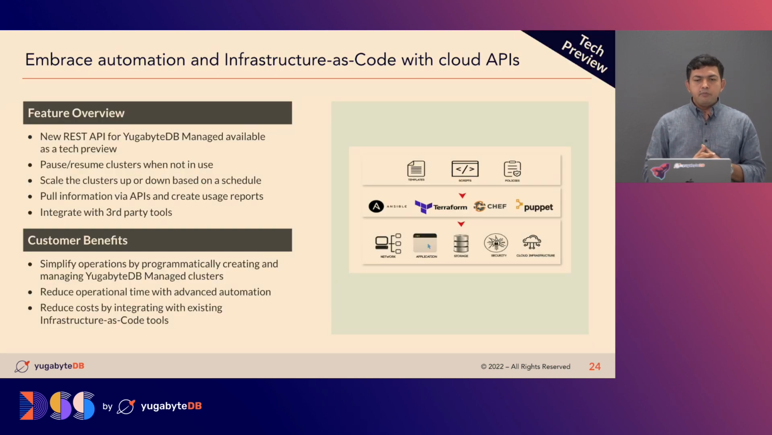We already have an API on the YB Anywhere side, and now we have introduced a new API on YB Managed. This is in tech preview right now. With this API, you can create and manage clusters programmatically. You can automate actions such as pause, resume cluster, scale cluster up or down based on a schedule, pull information and create usage reports, as well as integrate with third-party tools. Overall, it reduces operation time and cost by integrating with existing automation tools.